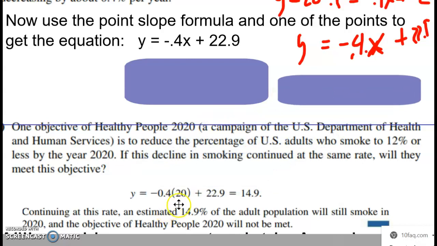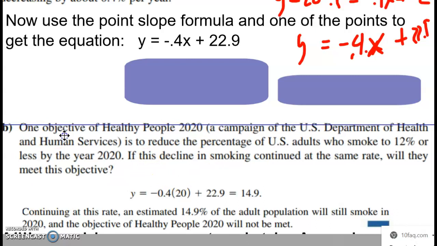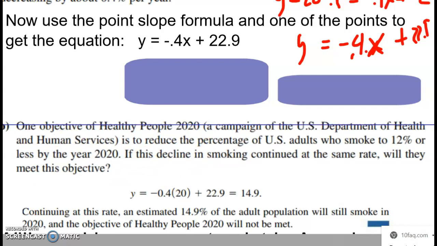When I put 20 in for x, negative 0.4 times 20 plus 22.9, the percentage in the year 2020 will be 14.9%. So it looks like continuing at this rate, we're not going to reach our goal of the healthy campaign. We're not going to reach that goal.